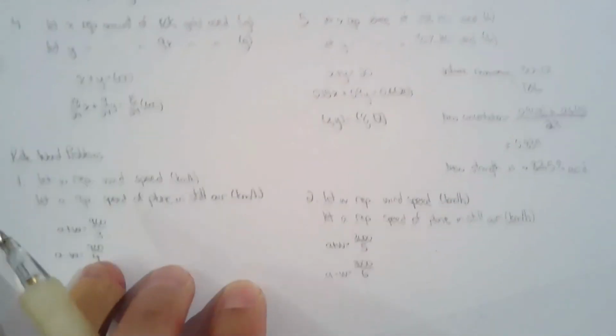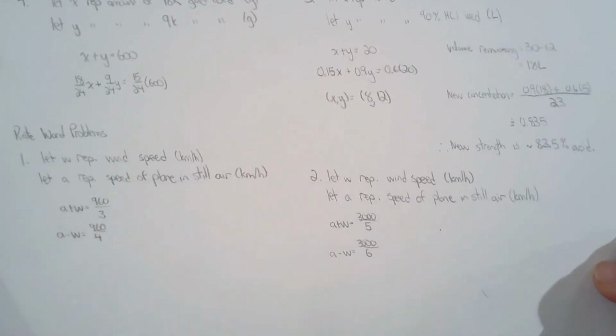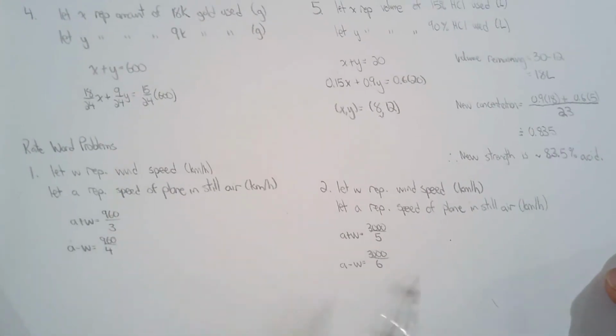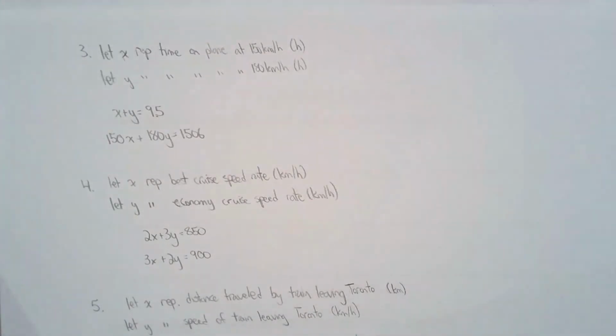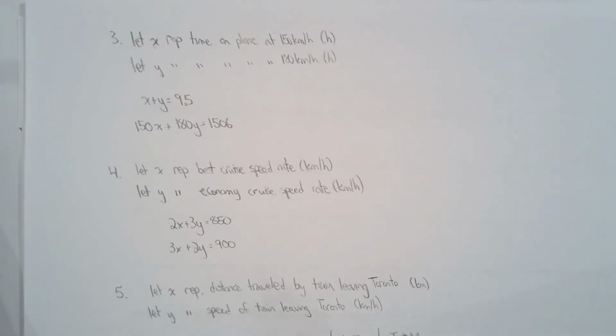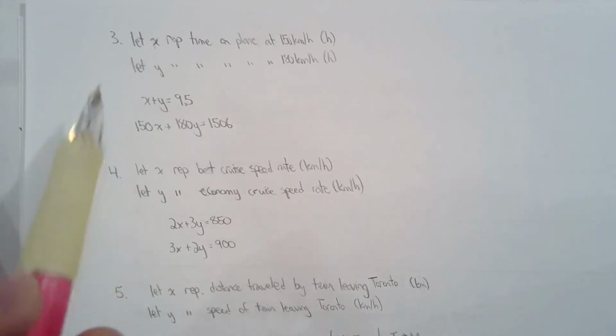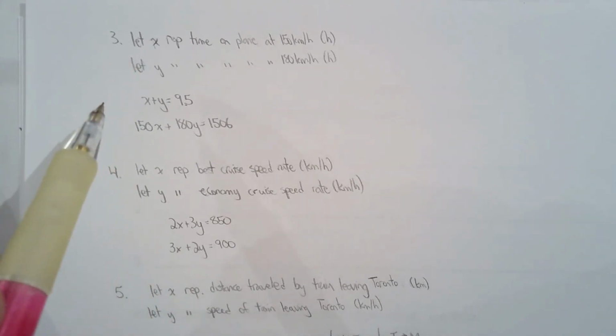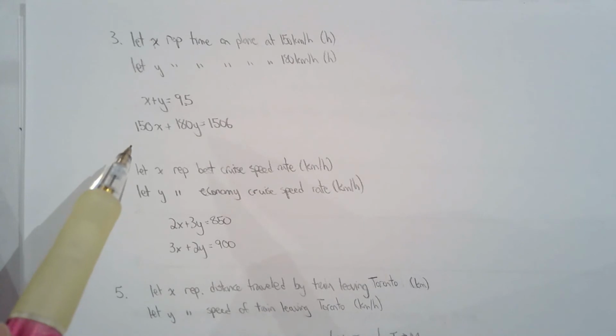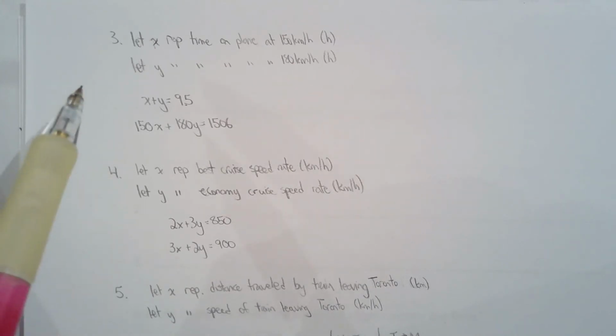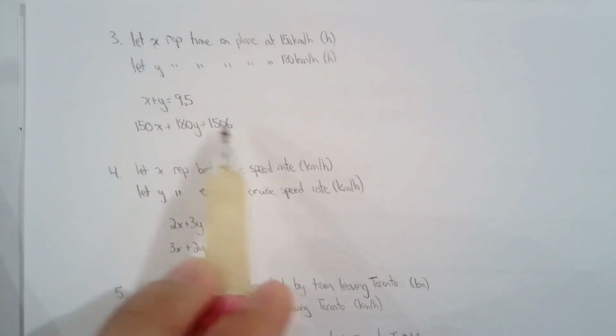Then we have our rate problems. Let's see. We have the one where you're going with the wind and going against the wind. So as long as you remember speed is equal to distance over time, then these problems are pretty straightforward. And then we have the problems where there's two parts to the trip. So this is the time traveling at 150 kilometers per hour and time spent traveling at 180 kilometers per hour. So this is the total time of the trip, and this is the total distance.